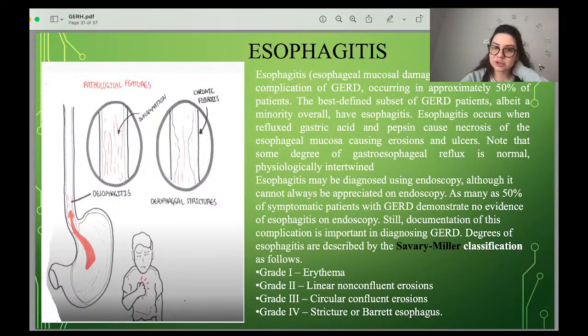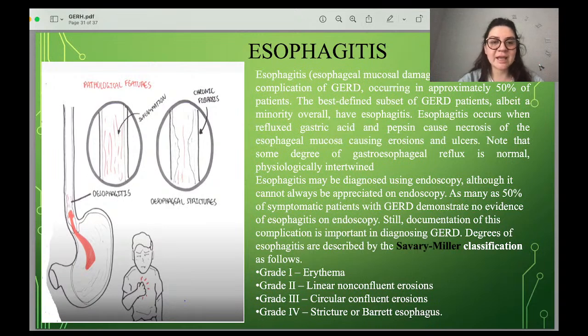Esophagitis may be diagnosed using endoscopy, although it can't always be appreciated on endoscopy. As many as 50% of symptomatic patients with gastroesophageal reflux disease demonstrate no evidence of esophagitis on endoscopy. Still, documentation of this complication is important in diagnosing gastroesophageal reflux disease. Degrees of esophagitis are described by the Savary-Miller classification. You see it as follows.